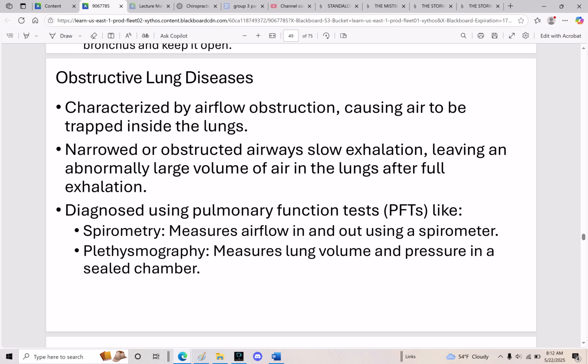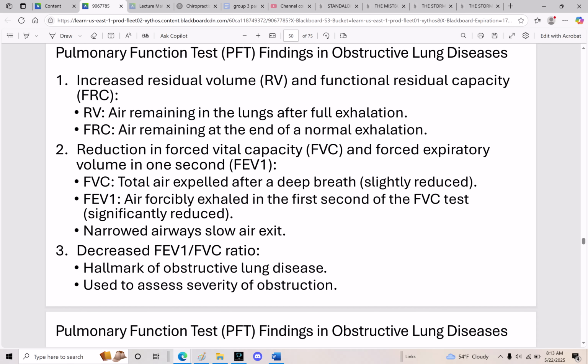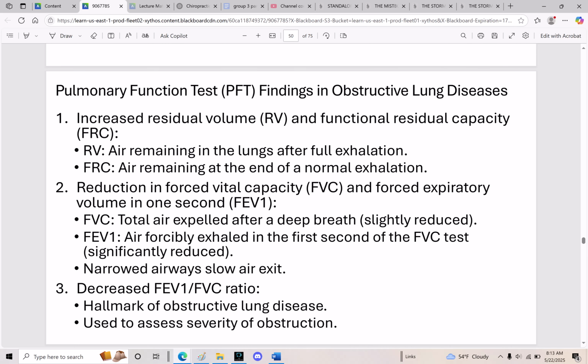But these are the two ways you can do a pulmonary function test: spirometry, which is widely used, and plethysmography. Okay? Now, pulmonary function test findings in obstruction, this is important. You will get tons of questions on this. So what are the findings that you're going to see if this patient has pulmonary obstruction, or obstructive lung diseases?